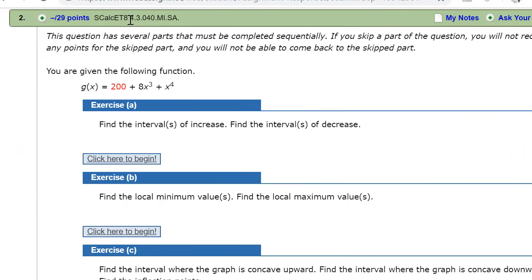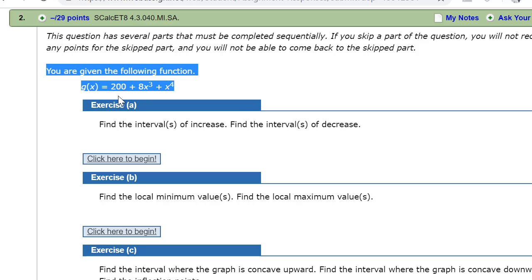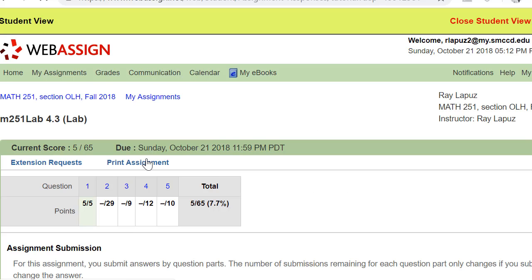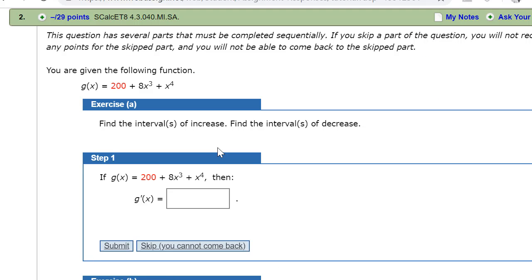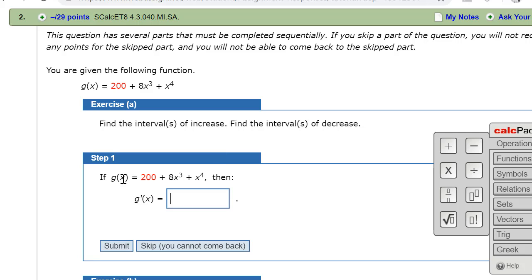This is a problem from our lab assignment section 4.3. Here we are given the following function. It's 200 plus 8x to the third plus x to the fourth. And this is going to be a long list of things to look for so that we can get an idea of how the graph might look like. Step number one is asking us to take the derivative.